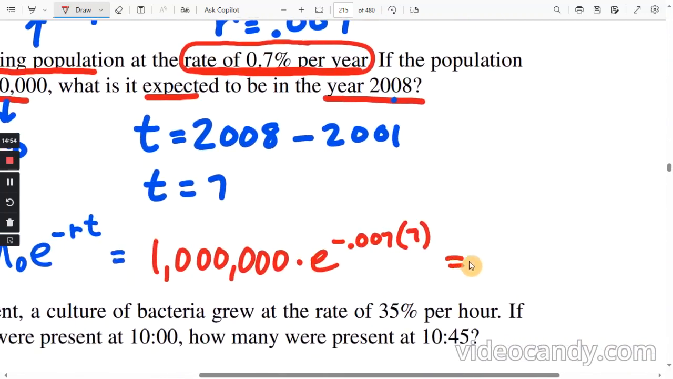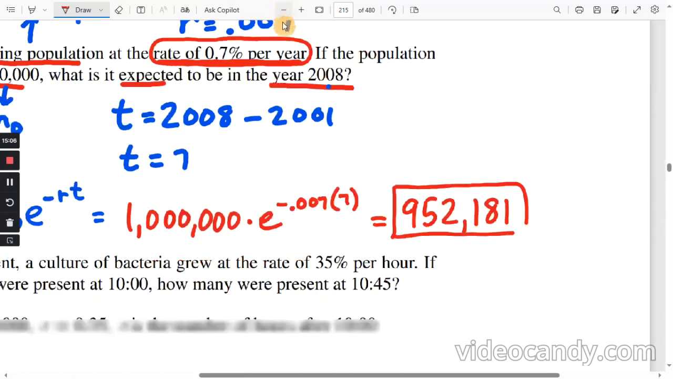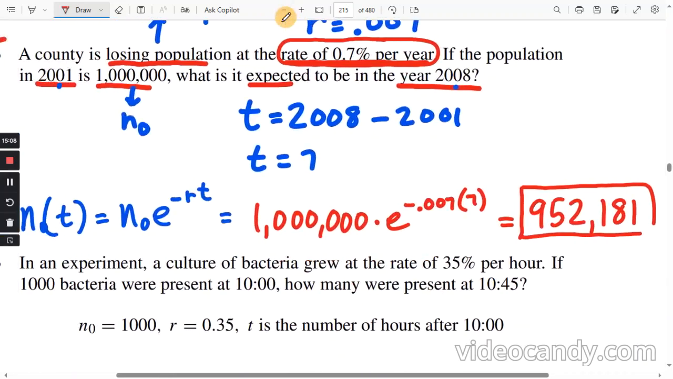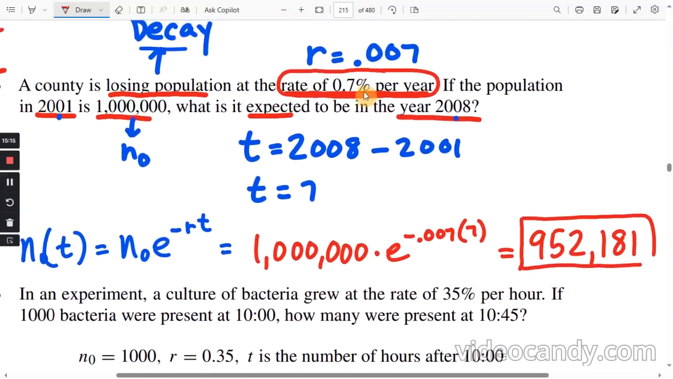All right, so I'm going to do this on the calculator. Make sure you can as well. And rounding off to the nearest person, I get 952,181. Does the answer make sense? Well, we started with 1 million, and we were decaying at a rate of 0.7% per year. So yes, after 7 years, you would think it would be a little bit less than 1 million.